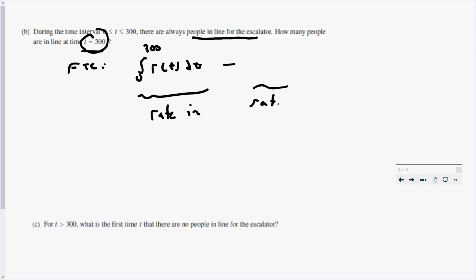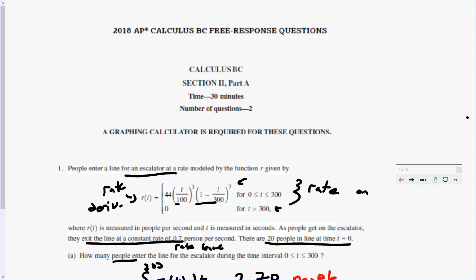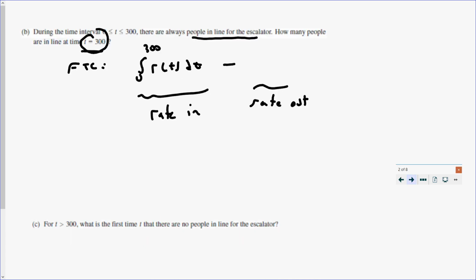This is the rate going out. And we're told from the beginning here that we are leaving at a constant rate of 0.7 persons per second. So how do I write that? Now that's not an integral. I guess you could write this as an integral. You could just go 0.7, the rate leaving, dt, also from 0 to 300 right here. Now, if you don't want to write it this way, you don't have to. You could just write this as 0.7t without the integral as well.